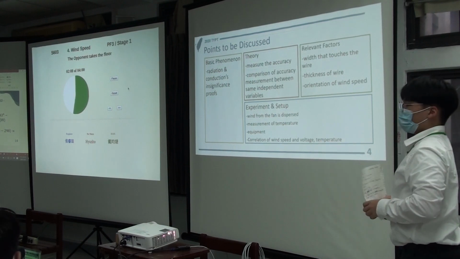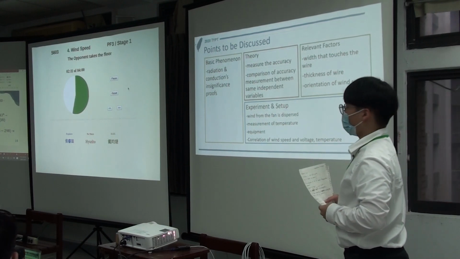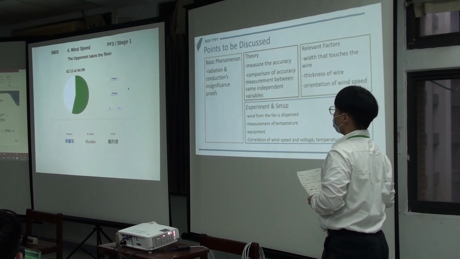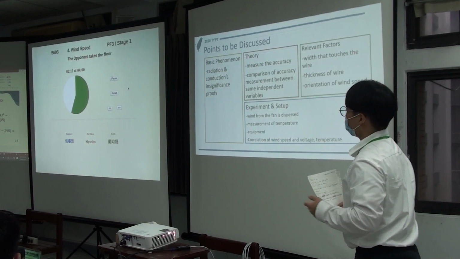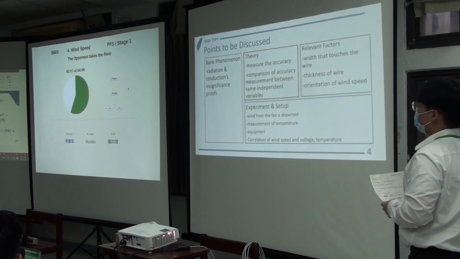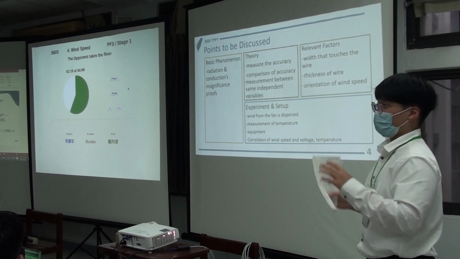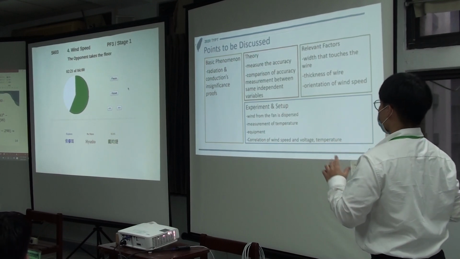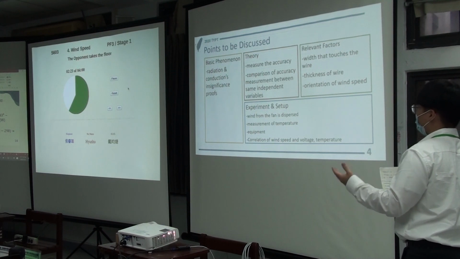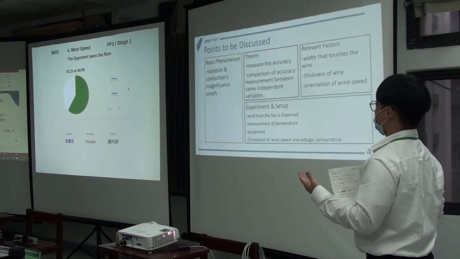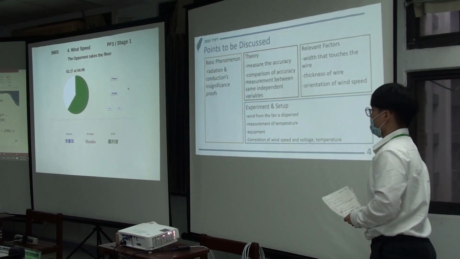So overall, for this upcoming 10-minute discussion, I want to talk about a basic phenomenon, which is the proof that radiation and conduction are insignificant with actual numerical values. I also want to talk about the theory's measure of the accuracy and the comparison of the accuracy measurement between the same independent variables.